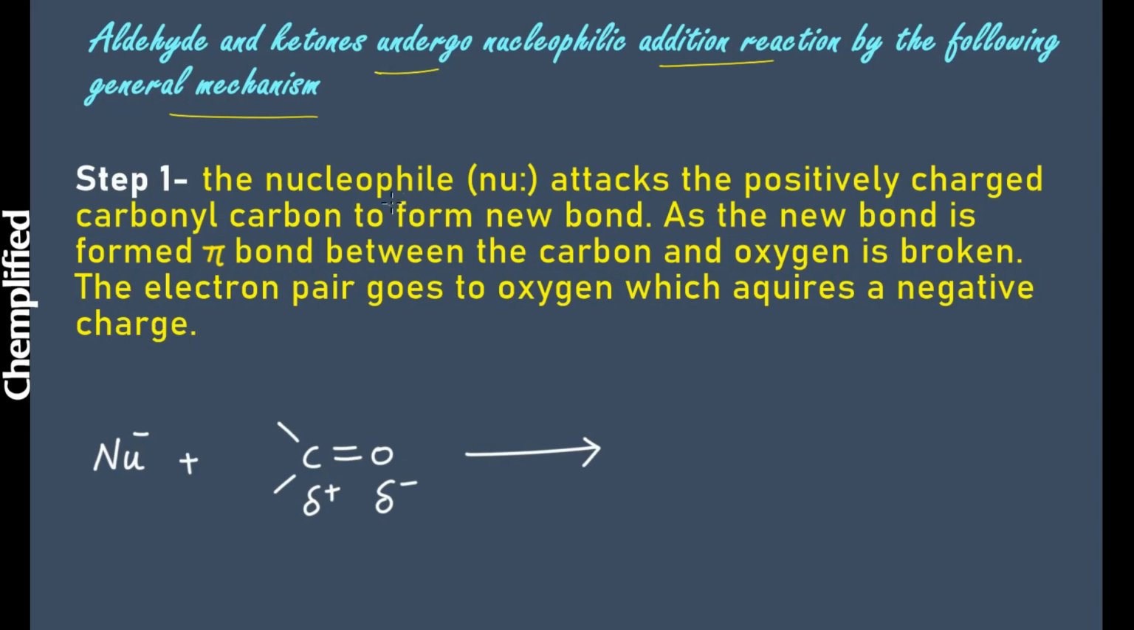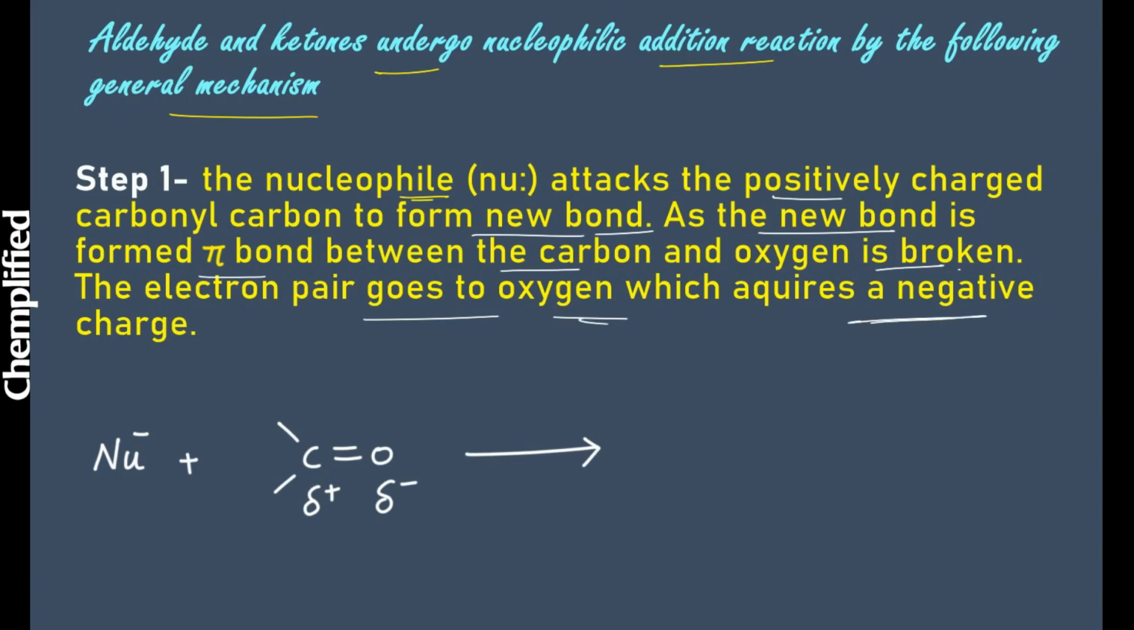The nucleophile attacks the positively charged carbonyl carbon to form a new bond. As the new bond is formed, the pi bond between the carbon and oxygen is broken. Since the nucleophile will make a new bond, the bond between the carbon and oxygen, that is the pi bond, will break down and the electron pair goes to the oxygen, which now acquires a negative charge.